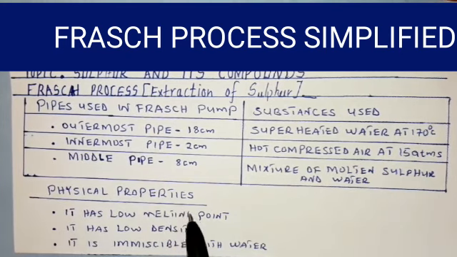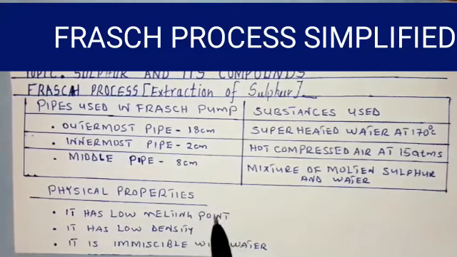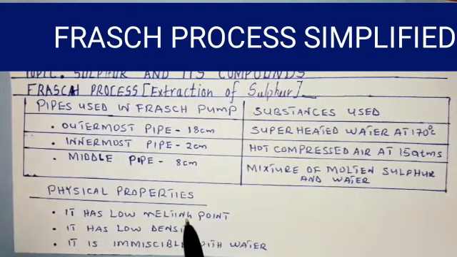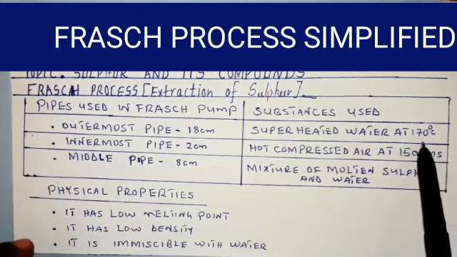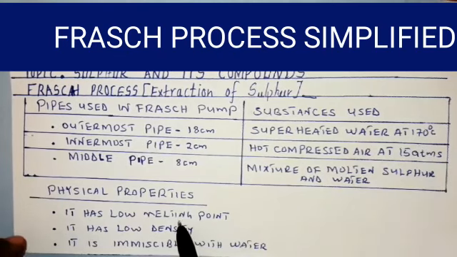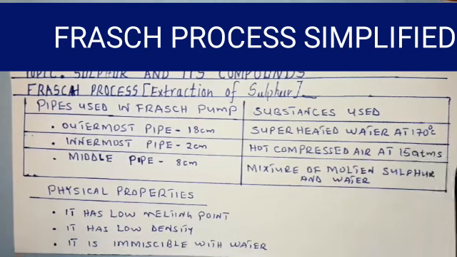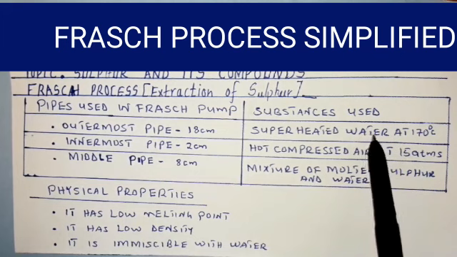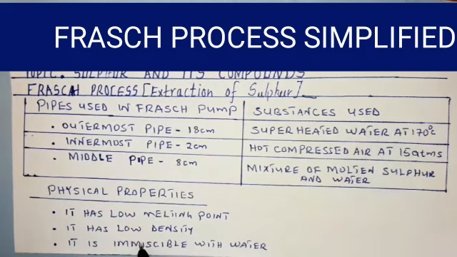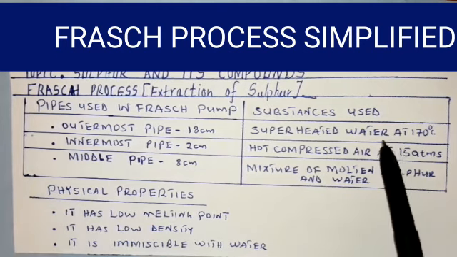Now, for us to extract sulfur by this process, sulfur must have certain physical properties. That is, it has a low melting point of 113 because the water being used is at 170. So sulfur has a low melting point, hence it is possible to melt it using water at 170. Also, sulfur has a low density so that it can easily be separated from water. Then again, sulfur is immiscible in water, to ensure easy separation from the water being used to melt it.